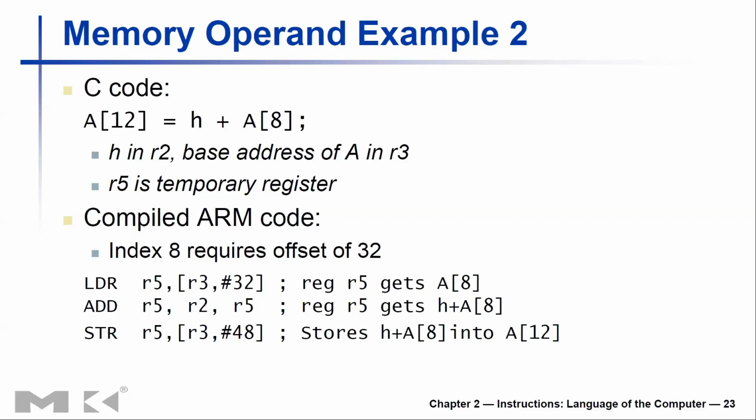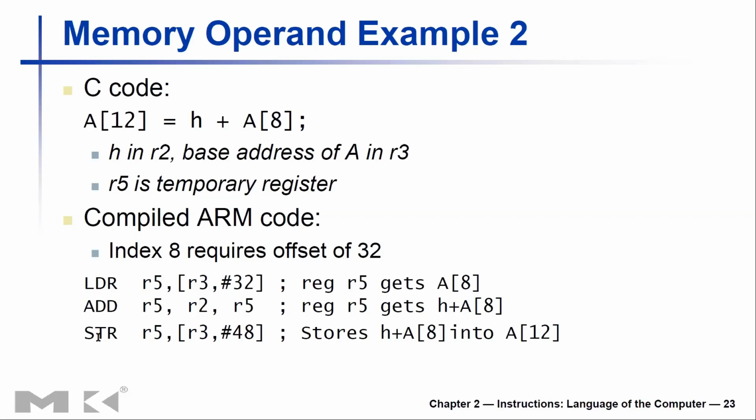Now if you look at the compiled ARM code for this C code, when you want to access the 8th element, the offset is still the same. Actually, these first two instructions are the same as the previous example, because you are loading the A8 value to R5, and then performing the addition with R2 and R5. Finally, this result, which is in R5, you now need to store back in the memory as an array element.